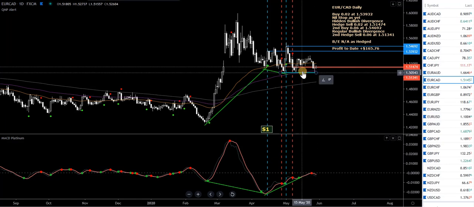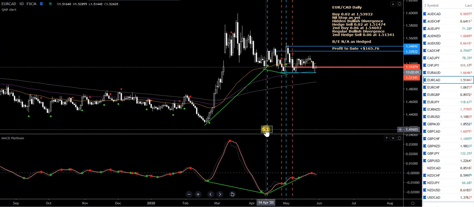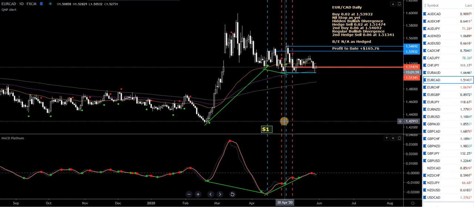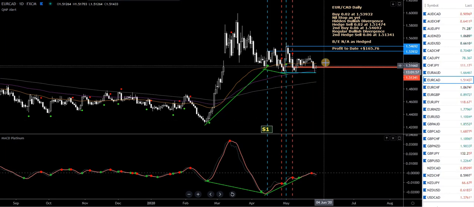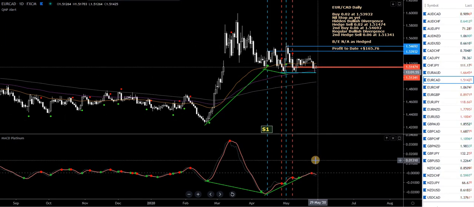Euro CAD, similar sort of thing, overall hedged at the moment. Buy, hedge sell, second buy, second hedge sell. All tight, all a bit messy.